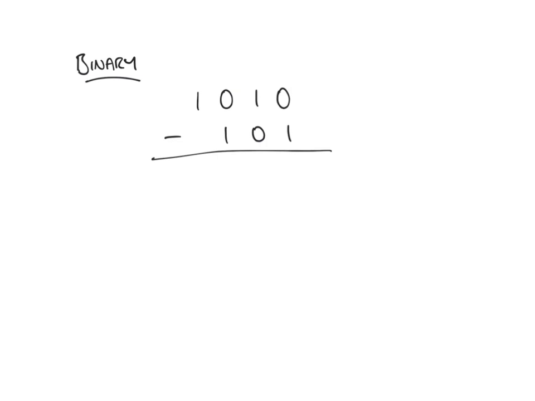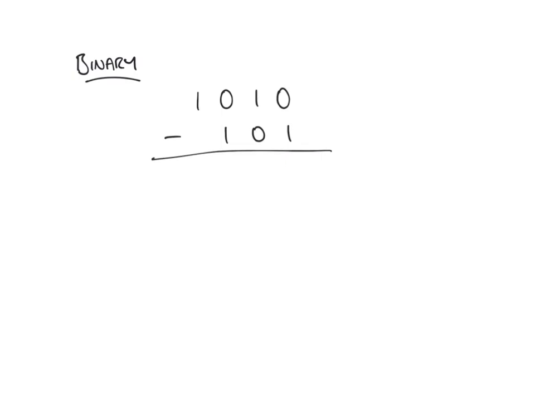Let's have a look at a binary example. We have 1010 minus 101. And remember, the binary system of numbers is to the base of 2. Again, we've got a video on binary numbers if you want to go back and have a look at that. But in this case, we're going to perform exactly the same method as before.